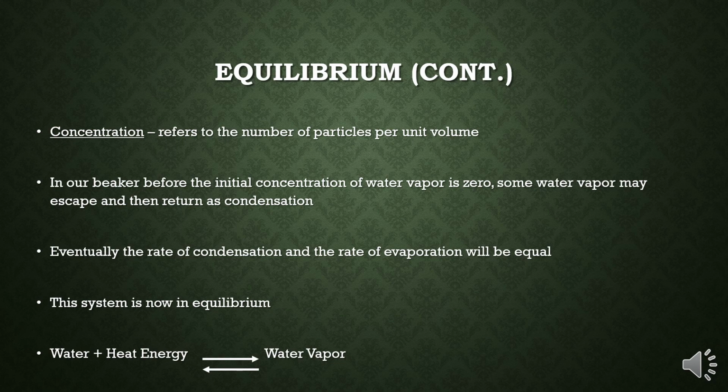Eventually, the rate of condensation and the rate of evaporation will be equal if you have a closed system. So say all this air inside is getting caught in my fume hood or another container. Once that equal rate is met, this is now an equilibrium. So your water plus heat energy goes to water vapor, and water vapor goes backwards to water plus heat energy, and it just keeps happening at an equal speed.